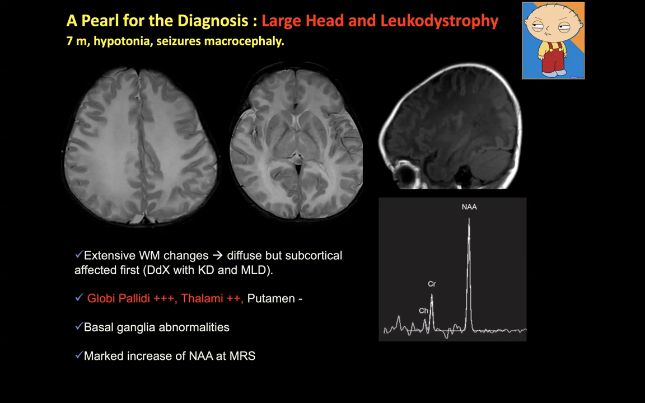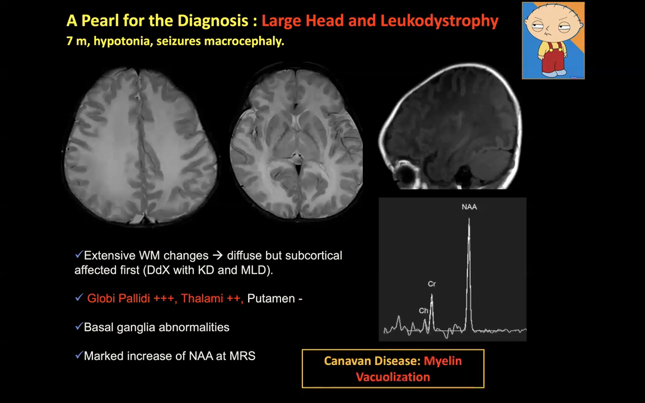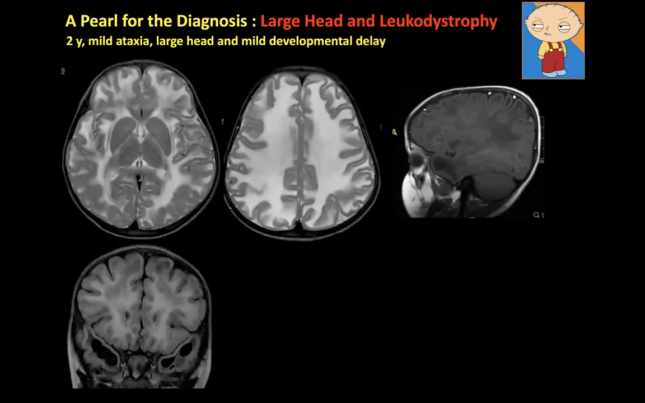It's very important in Canavan disease that you remember globi pallidi and thalami are more involved than putamen and caudate, which will be involved more in, for instance, mitochondrial disorders. We will see them in part 2 of this lecture, but remember, Canavan disease: large head, diffuse leukodystrophy, peak of NAA, and specific involvement of the globi pallidi and thalami. And this is a myelin vacuolization disorder, and it's very, very important to distinguish from other leukodystrophies with large head.